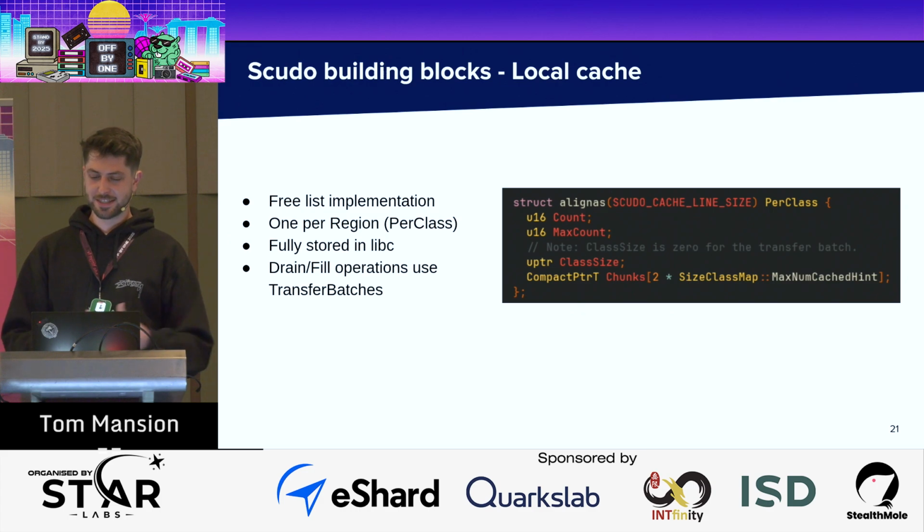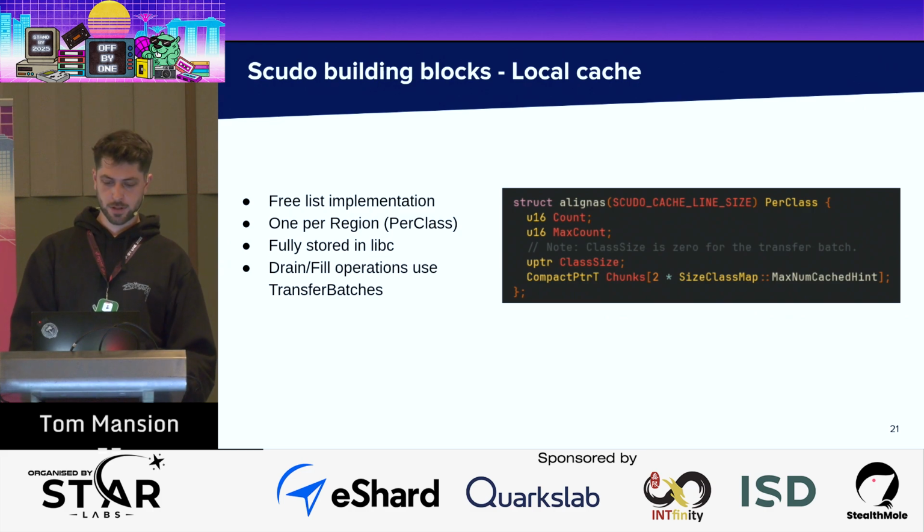The big difference is that it doesn't live on the heap. It's only stored in libc, it's just an array. It's also called a per class because there is one per class of allocation. Each region has its own local cache. And as I said before, all allocations are made through this cache. So when it's empty, it has to be filled up. When it's full, it has to be drained. These drain and fill operations use transfer batches, and we'll talk about them in the next slide.